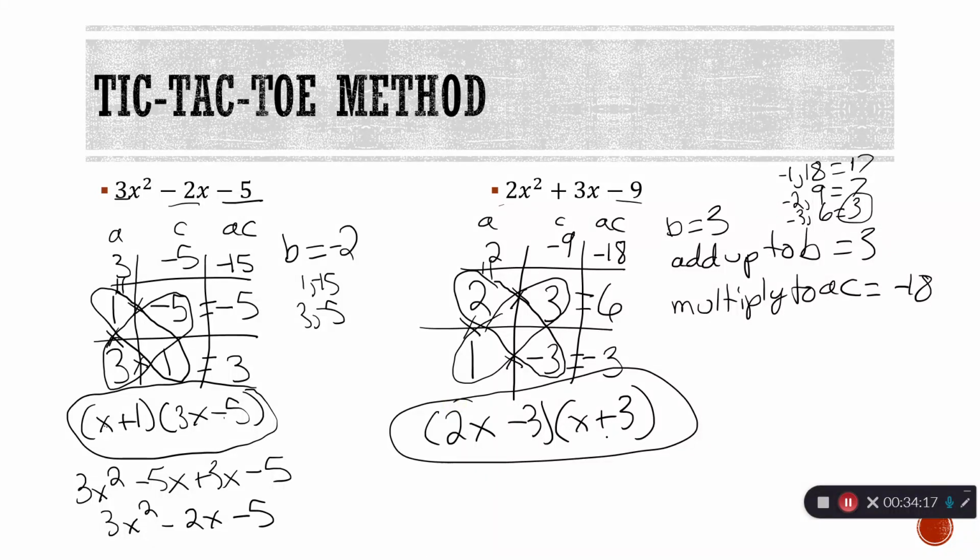Okay, if we want to do it back out, 2x times x is 2x squared. That matches. 2x times 3 is 6x. -3 times x is -3x. And -3 times 3 is -9. Combine like terms, and you get the same thing. Okay?